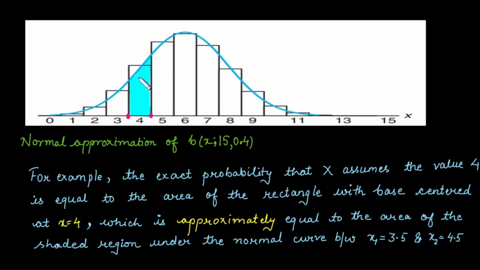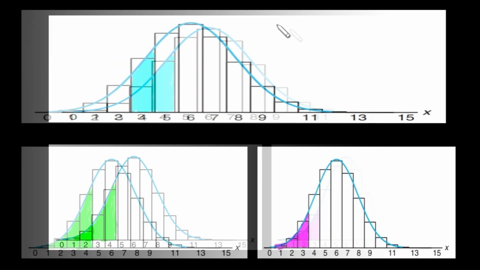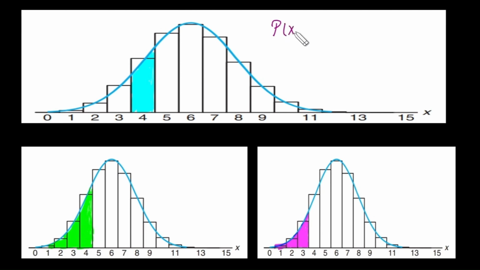What does it mean? It means we need to find the area under this curve. That means we need to find the area of this rectangular region, and this normal curve is between the points 3.5 to 4.5. Because the length of this rectangle is 1, we are taking 0.5 towards this side and 0.5 towards this side. Means if you want to find the probability at x equal to 4, this probability is approximately equal to the probability from 3.5 to 4.5.